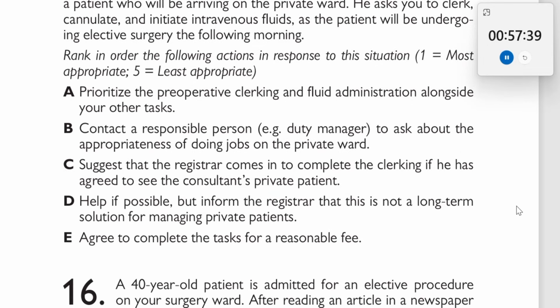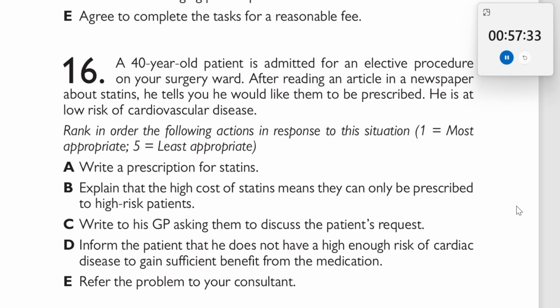Okay, moving to the next. A 40-year-old patient is admitted for an elective procedure on your surgical ward. After reading an article in a newspaper about statins, he tells you that he would like them to be prescribed. He is at low risk of cardiovascular disease. So read the options and rank accordingly.